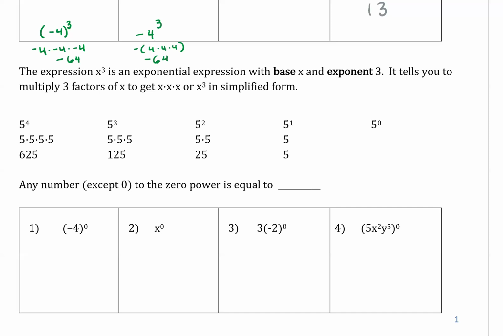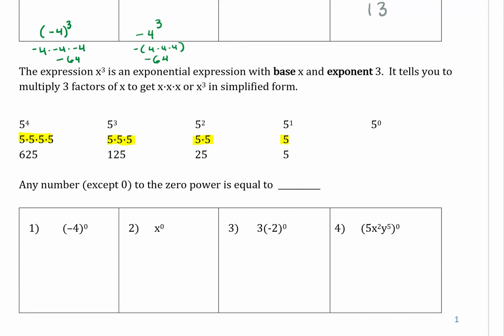Well, if you look at the factors, if you look at the second row, you've got 5 times itself 4 times, 3 times, 2 times, 1 time. Well, that would make sense. In the next column, we wouldn't have anything.